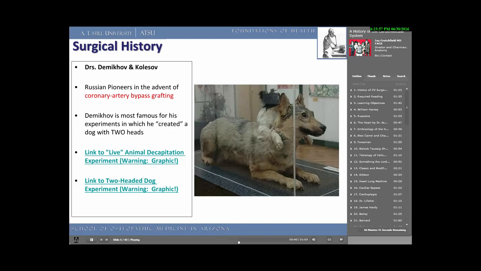Nevertheless, this was done at a time before heart transplants, before we even were able to put catheters into our own hearts. We didn't really know anything about the circulatory system. And it's because of some of these crazy experiments that eventually these Russian pioneers were able to give us coronary artery surgery and eventually heart transplant surgery.